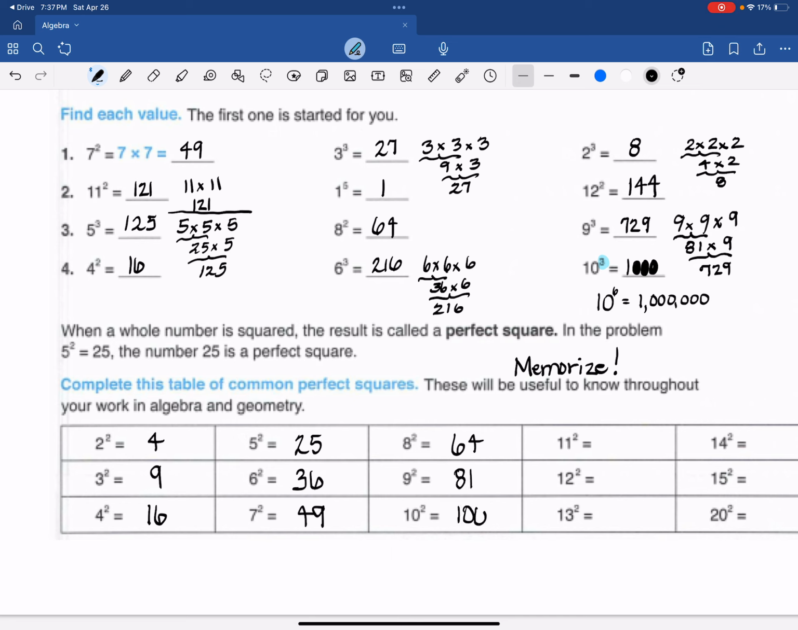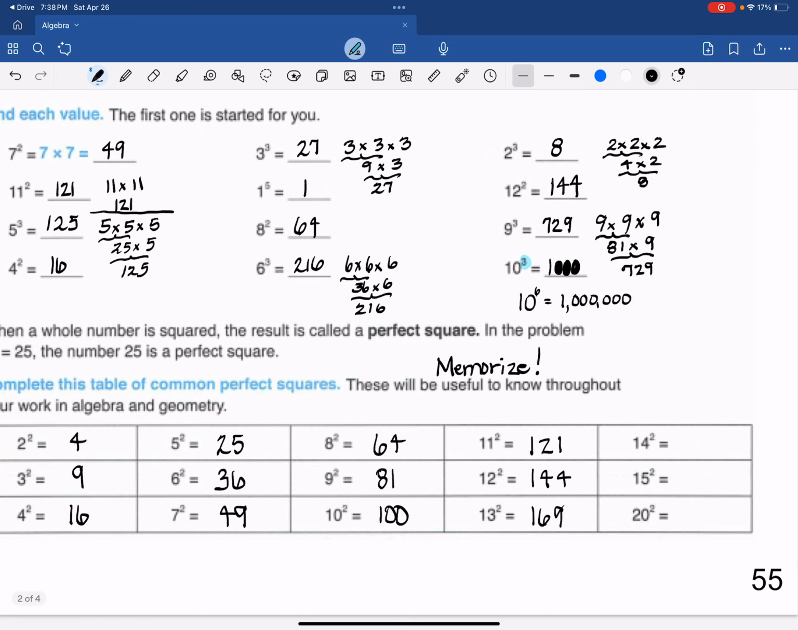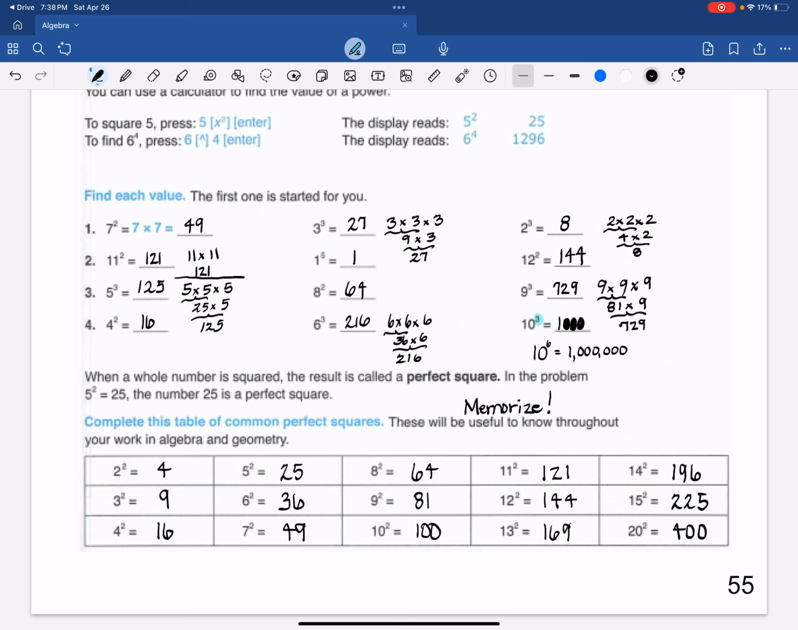10 with 2 zeros. 11 times 11 is 121. 12 times 12 is 144. 13 times 13 is 169. 14 times 14 is 196. 15 times 15 is 225. And 20 times 20 is 400. If at all possible, memorize those perfect squares and you won't have to have a calculator.